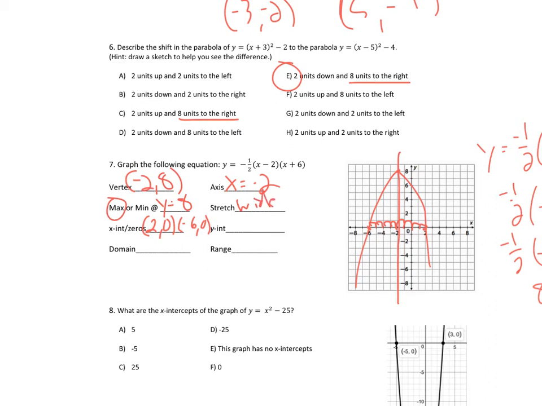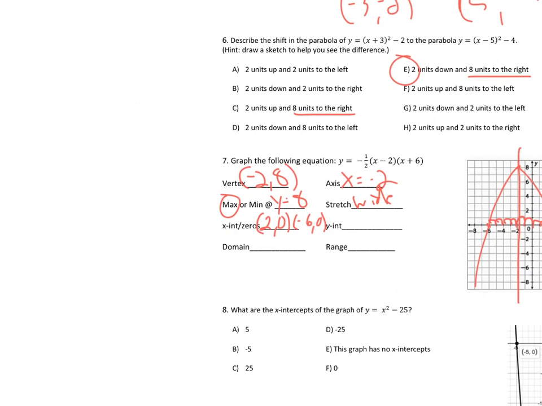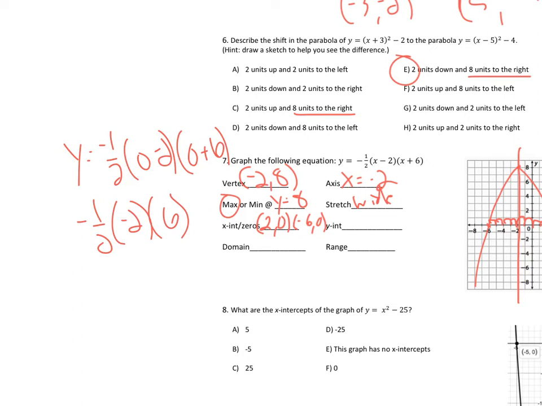Our y-intercept, now we have to do a little bit of work. So we're going to substitute 0 in for x. So we get 0 minus 2 and 0 plus 6. So then you get -1/2 times -2 times 6. -1/2 times -2 is +1. +1 times 6 is 6. So then our y-intercept is at (0, 6).